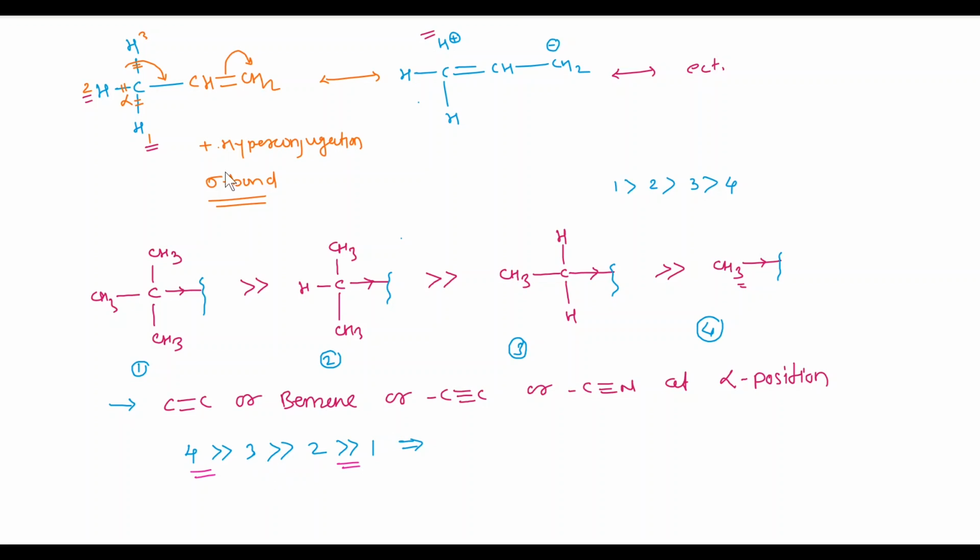It is because the number of hydrogens increases at the alpha position, resulting in the maximum number of canonical structures. That's why the methyl group shows higher electron donation via the sigma bond than the ethyl group, than the isopropyl group, and than the tertiary butyl group. This is the order in decreasing fashion for electron donation by hyperconjugation.